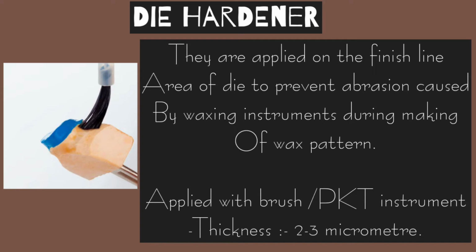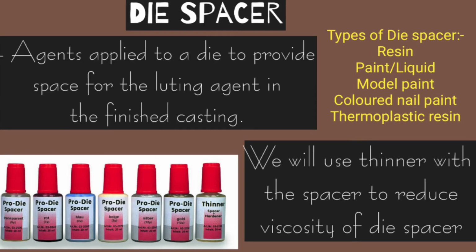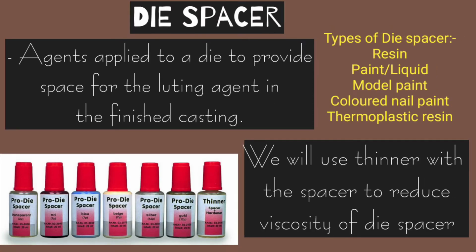Second is die spacer. As the name says, they are used for making a space. These die spacers are agents applied to a die to provide a space for the luting agent in the finished casting. We will use a thinner with the die spacer to reduce its viscosity. So what are the types of these die spacers?